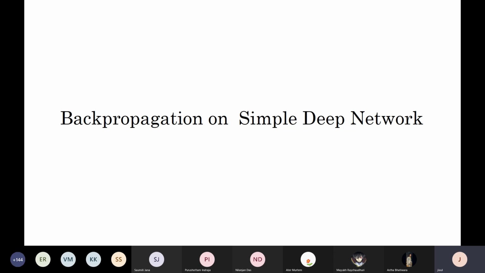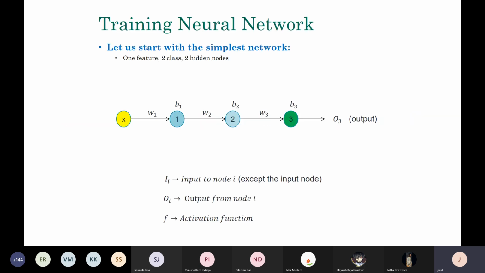So let's say on the same chain rule of derivative we're going to apply, but in an efficient way. Let's have the structure ready for us. Because I'm dealing with a very simple network, my network structure is going to be like this. I have one feature, for example, in my data, I have two classes, and I have two hidden nodes in the neural network.